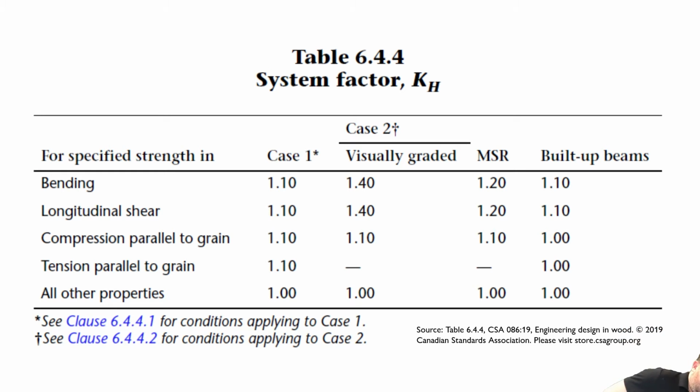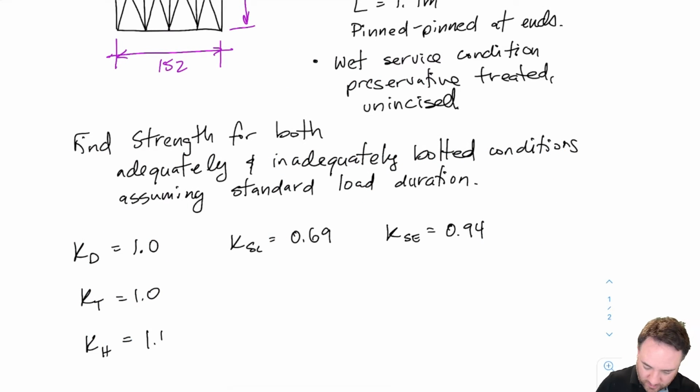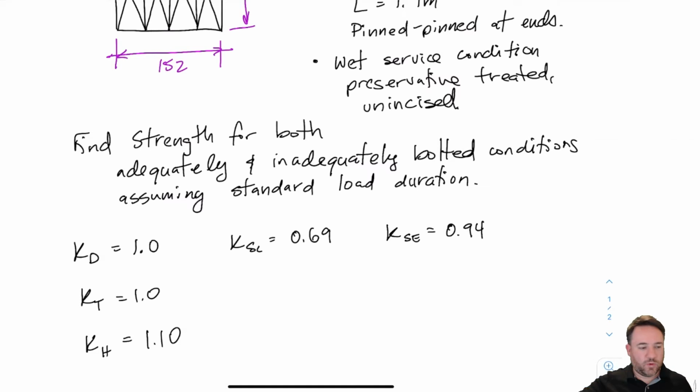So whether or not we consider this to be a built up section or 4 individual pieces mutually supporting the load, both cases should apply case 1. So that means for our case, for KH, we have case 1, compression parallel to grain is 1.10. You may recall that case 2 is basically for systems of joists or wall systems that are held together with sheathing, and it has certain nail requirements. So that certainly doesn't apply here. So we're only talking basically about case 1.